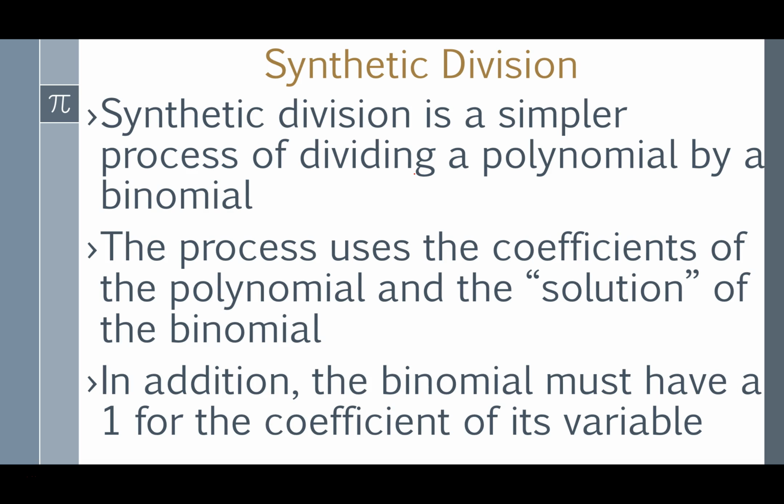The binomial must have a coefficient of 1 in its variable and has to just be an x or a y or a b or whatever, it can't be an x squared or anything like that. There are ways to use synthetic division when the binomial does not have a coefficient of 1, but at that point it's not as easy as just doing actual long division, so for problems like that, you're probably better off sticking with the long division method.